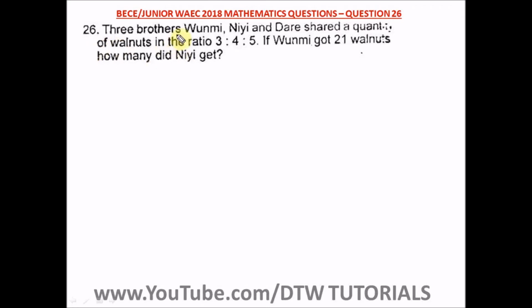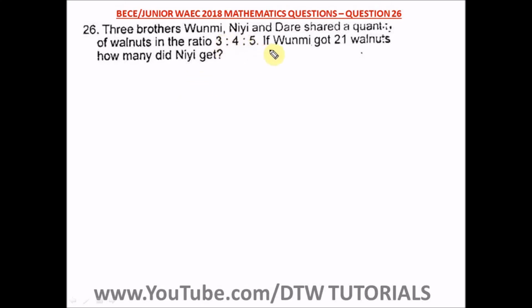It says 3 brothers, Wumi, Niyi, and Dare, shared a quantity of walnuts in the ratio 3, 4, 5. If Wumi got 21 walnuts, how many did Niyi get? So we've been given a clue here. Wumi got 21 walnuts, and this is the ratio in which the 3 brothers shared the walnuts. I hope we remember ratios and proportion, how to play around with them.